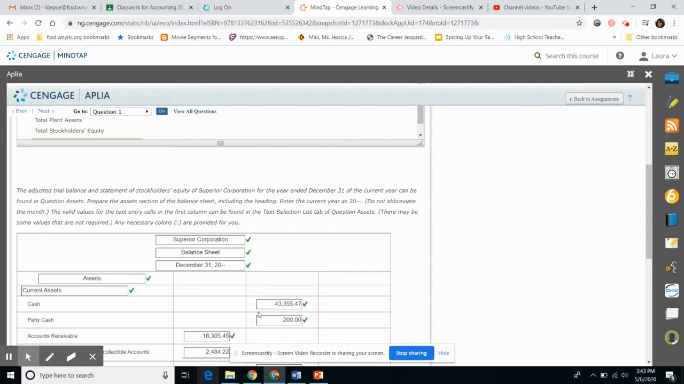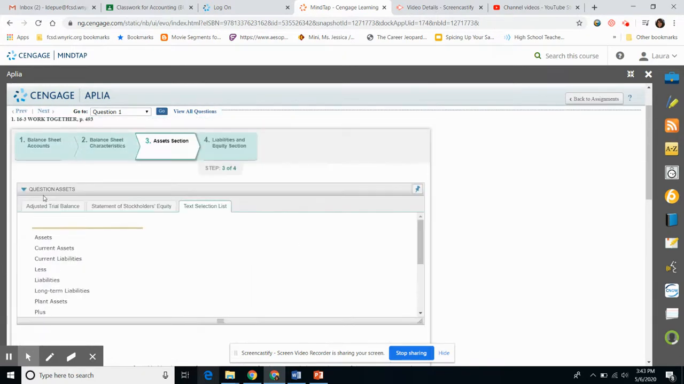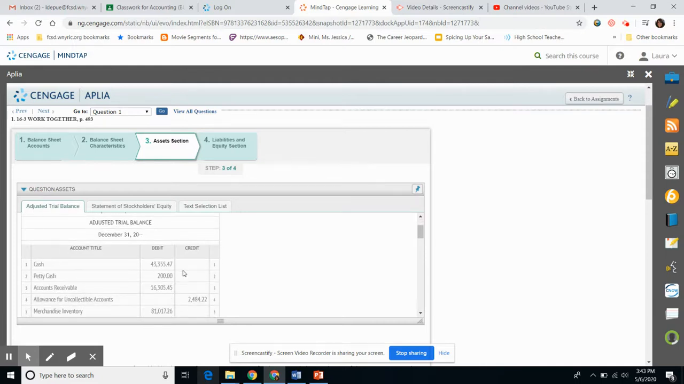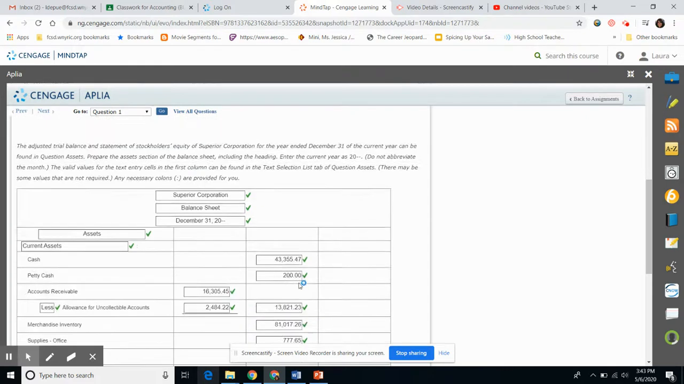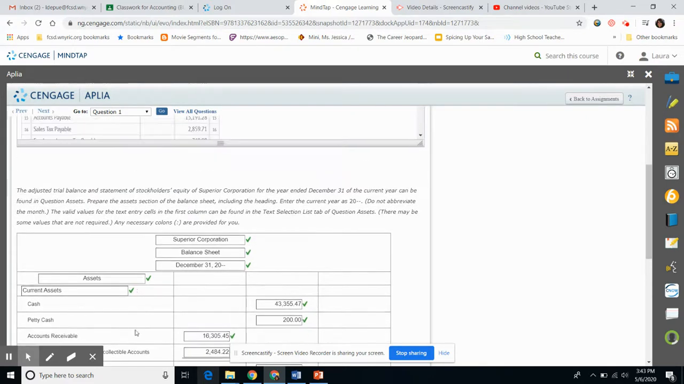So to find the amounts, here's a couple of them. Cash, we're going to go up to our adjusted trial balance, and here's our cash, $43,355.47, and plug it in. So I'm going to give you a few minutes to go through and see if you can come up with the correct answers after plugging in all the information to come up with the current assets at the bottom.